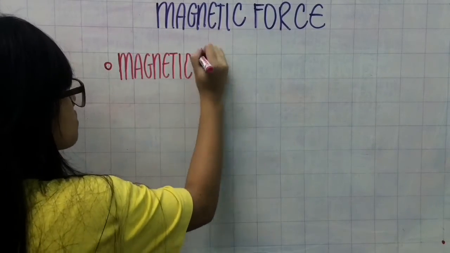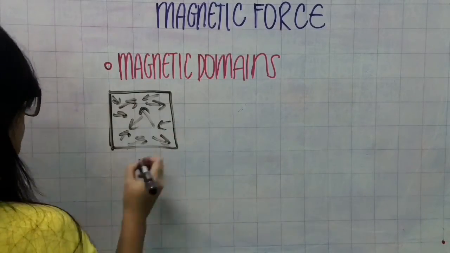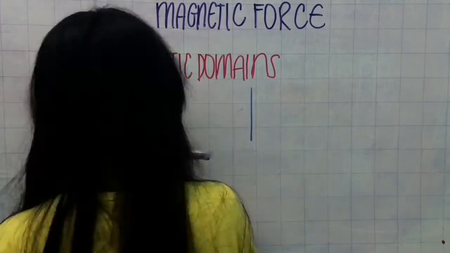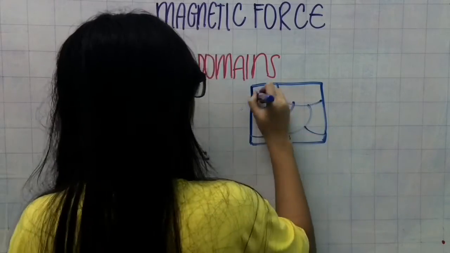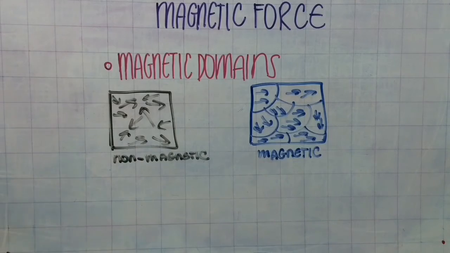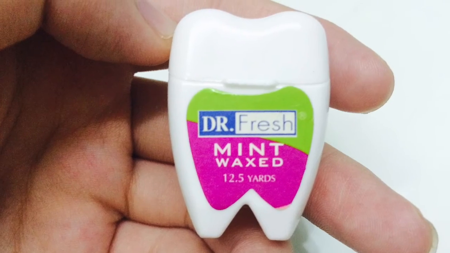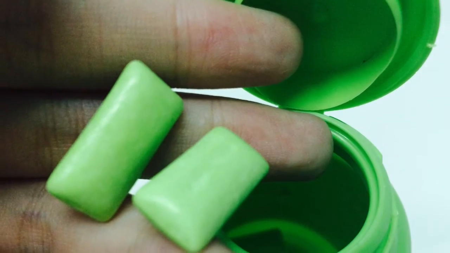The second reason revolves around magnetic domains. A magnetic domain is a group of atoms whose magnetic fields are aligned. This is how a non-magnetic material would look. Examples of these are pens, plastic, and gum.